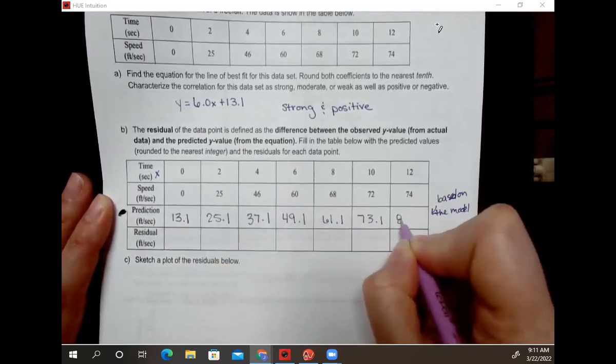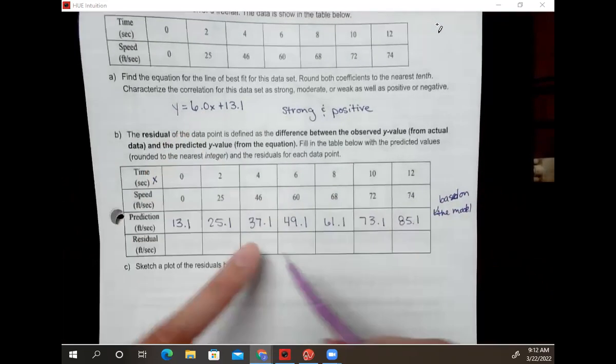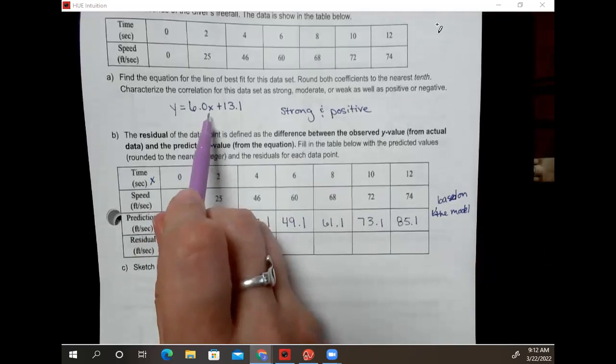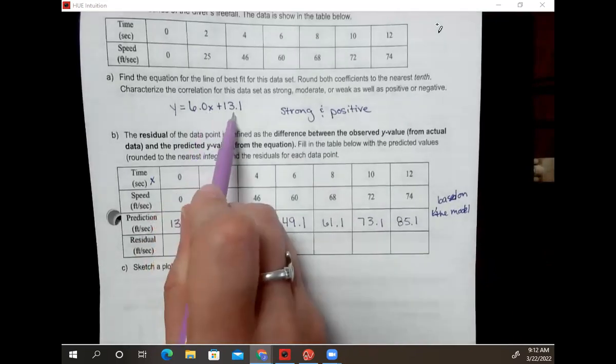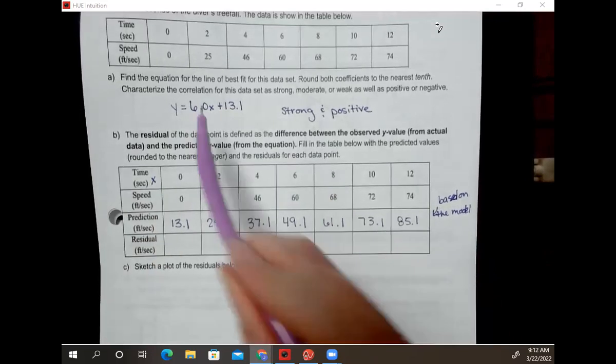So if I were to plug in, which I did plug in, all of these values for x into our function, this is what we would get. You with me? If I plugged in 8 for x here, 6 times 8 is 48, plus 13.1 gives me 61.1. Okay, that's where all those numbers came from. I plugged this value in for x in my function.